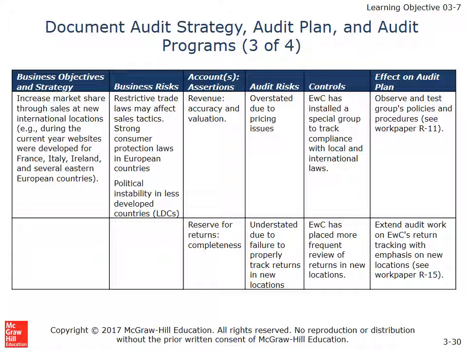What accounts do we need to look at? Revenue. We need to determine if it's accurate and valued properly. So is it correct in there? And is the correct amount being reported? What kind of audit risk is there? So what's the risk of that account? It's overstated due to pricing issues, or it's understated due to failure to properly track returns in new locations.